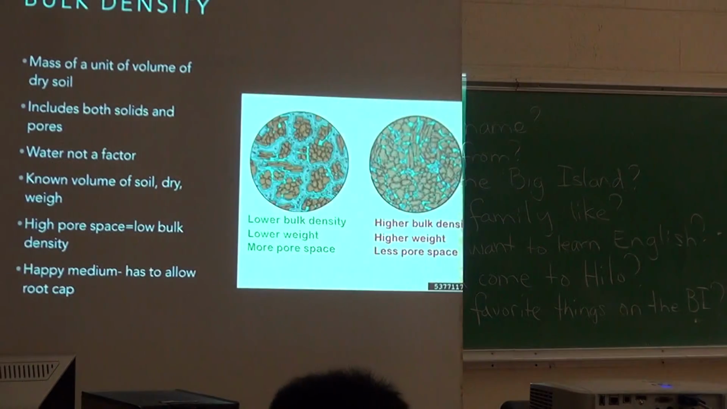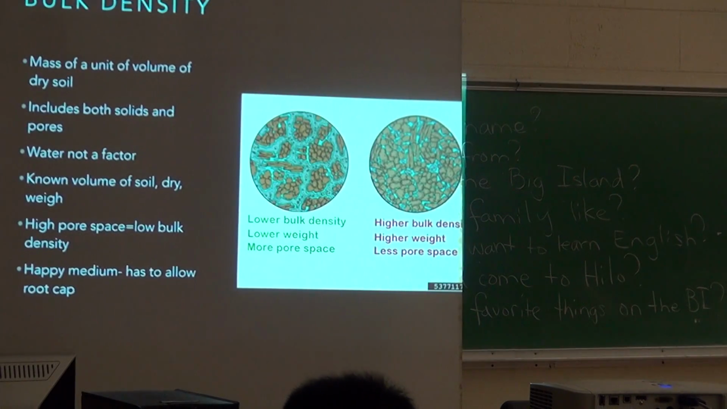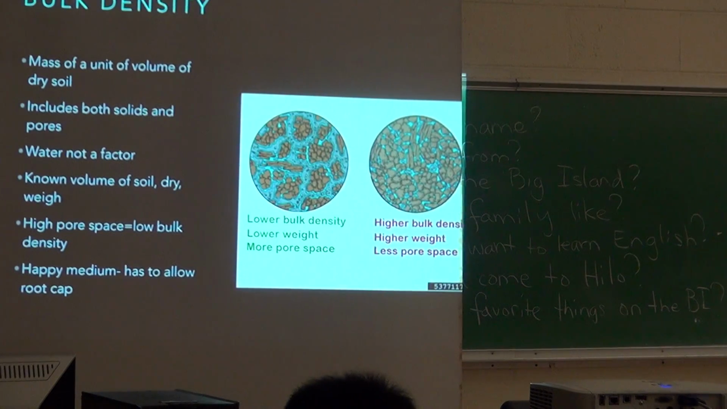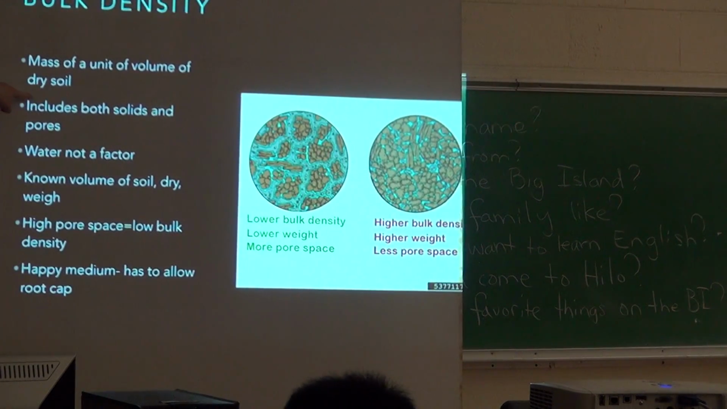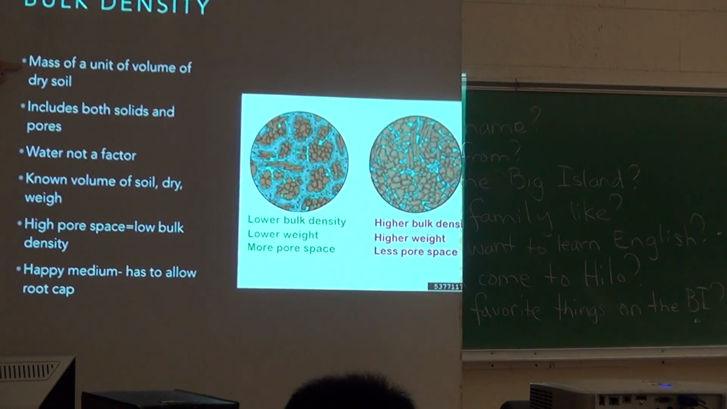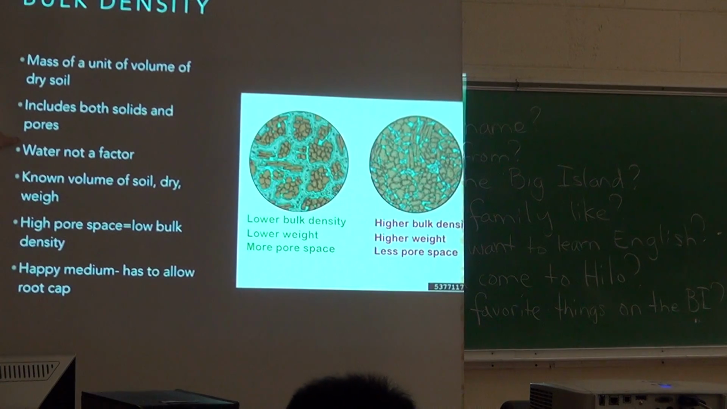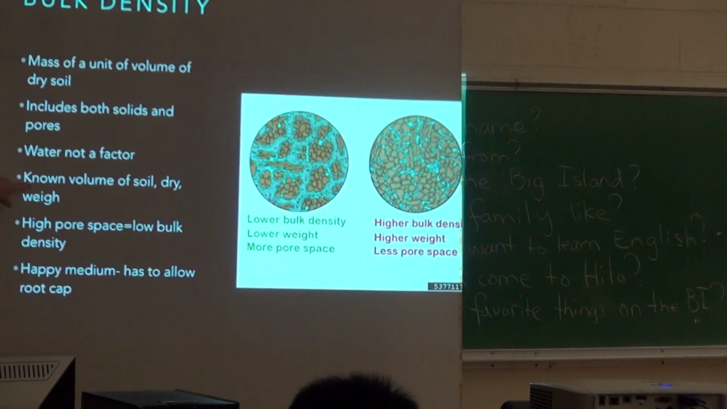That was particle density. Let's talk about bulk density. I'm sorry, I confused you guys. This is when I dry. Yeah, so this is bulk density. This is the mass per unit of volume of dry soil. It includes both solids and pores. And water is as well not a factor, so it's dried as well. Known volume of soil.